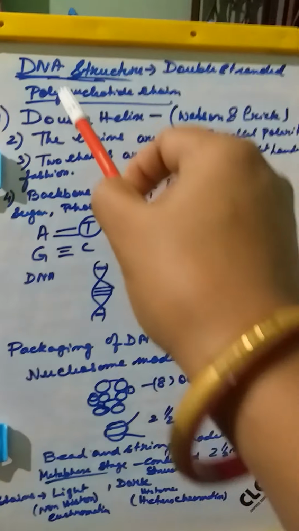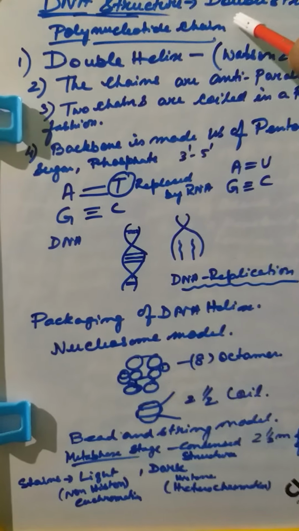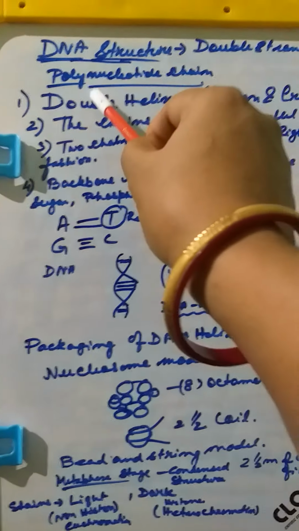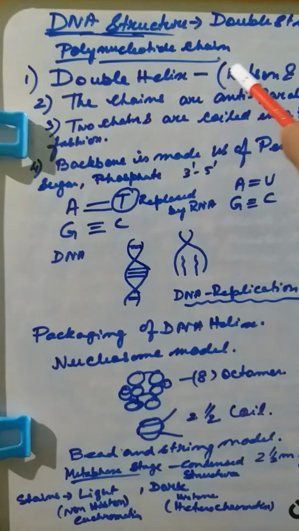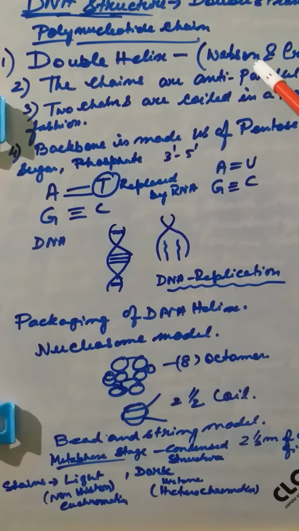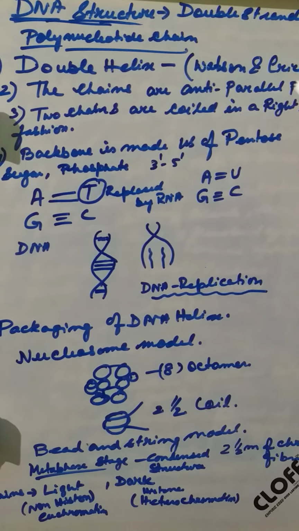Now here you can see the DNA structure as we had done in our earlier classes. They are double stranded. DNA structure is a double stranded polynucleotide chain. Now it is a double helical structure. It was proposed by Watson and Crick. Now the chains are anti-parallel in polarity.